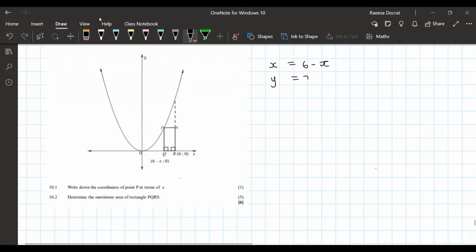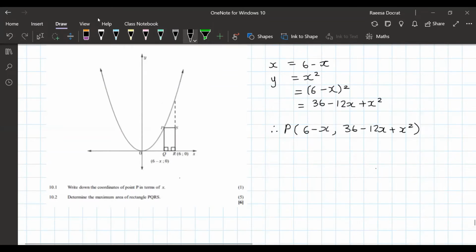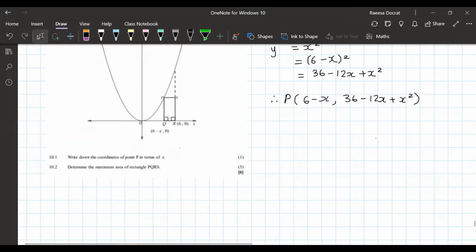So the equation of the parabola is y is equal to x squared. To get the corresponding y coordinate, we say y is equal to (6 minus x) squared, which is 36 minus 12x plus x squared. Therefore, the coordinates of P are (6 minus x; 36 minus 12x plus x squared). Now let us have a look at the next question.